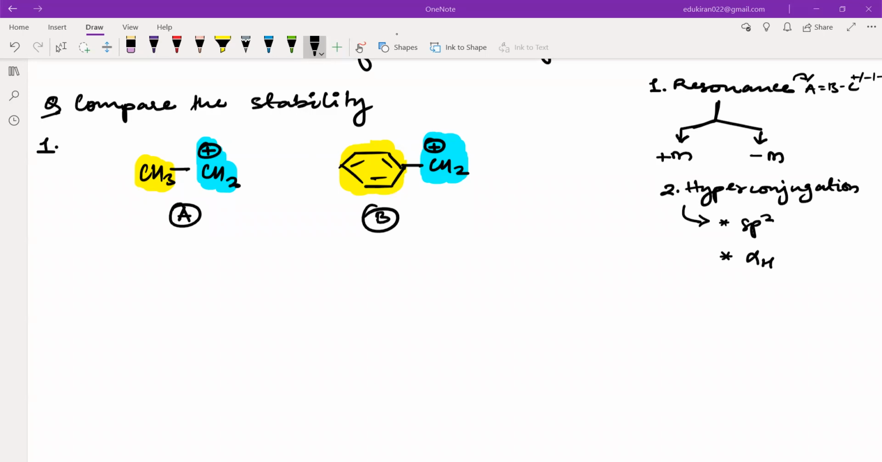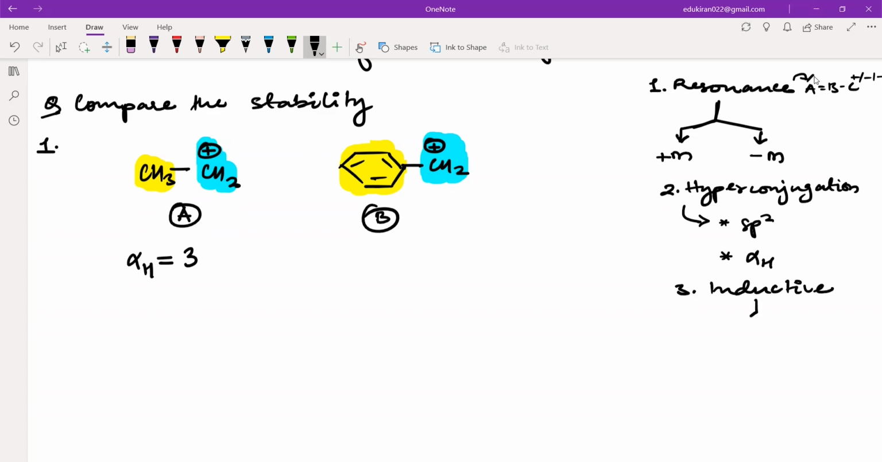There's sp2 hybridization there. sp2 hybridized. Okay, is there any alpha carbon and does that carbon have any hydrogen? Yes, sir. So there is hyperconjugation. So now hyperconjugation, that means you have to look for the number of hyperconjugating structures, and that we can infer by the number of alpha hydrogens. So how many alpha hydrogens are there? 3.